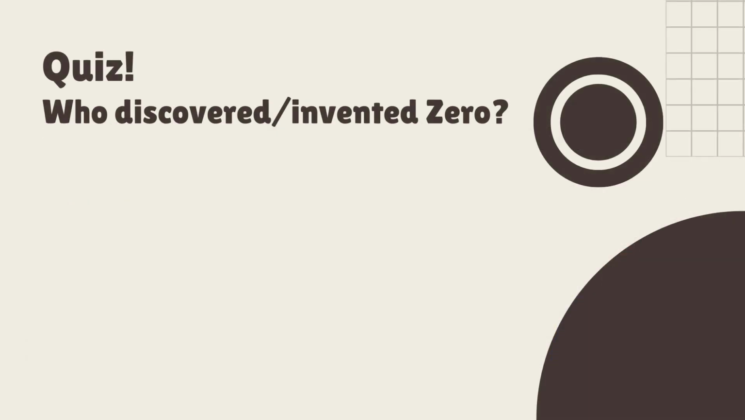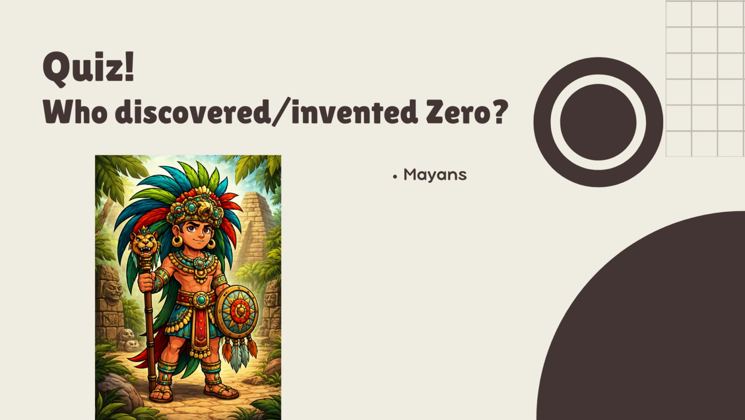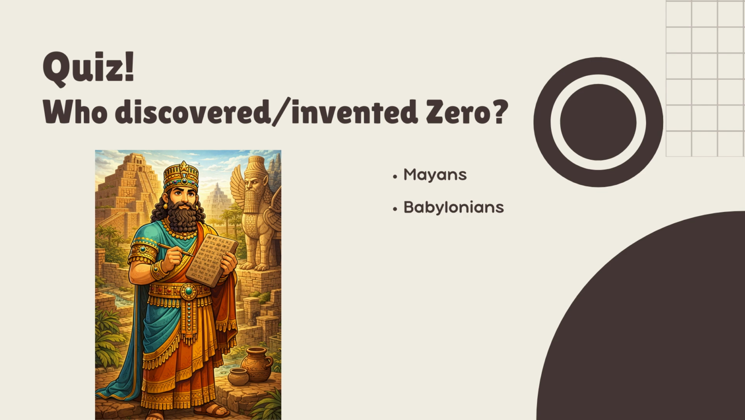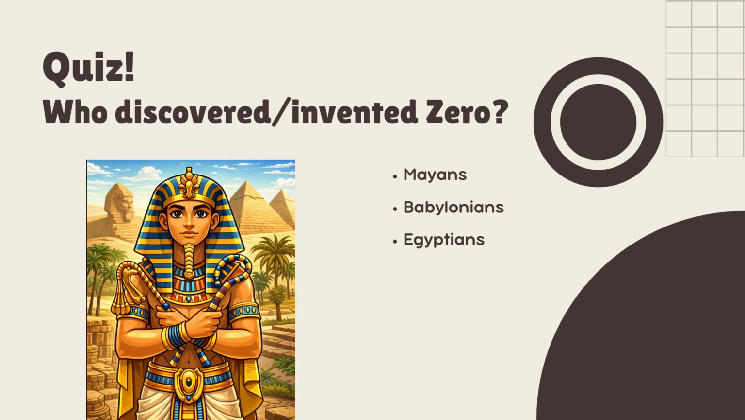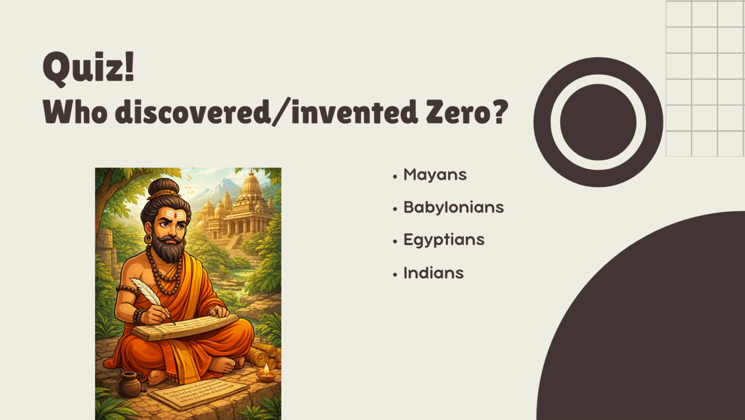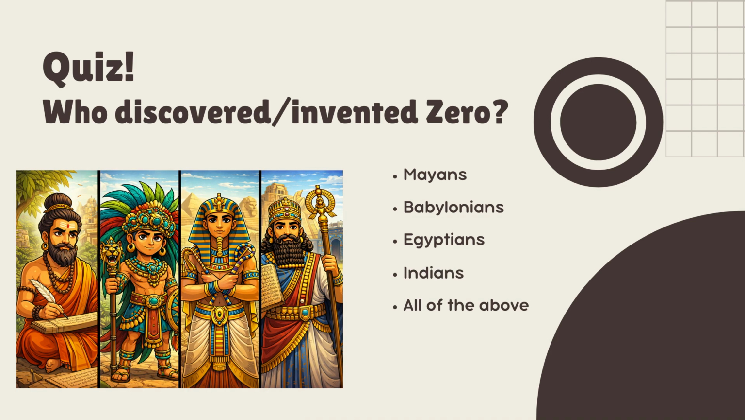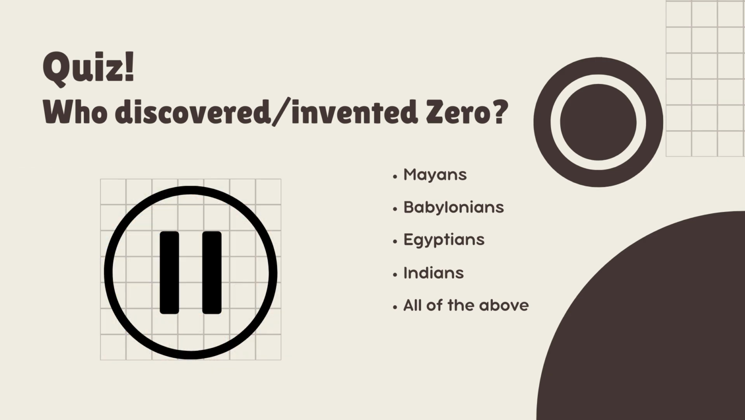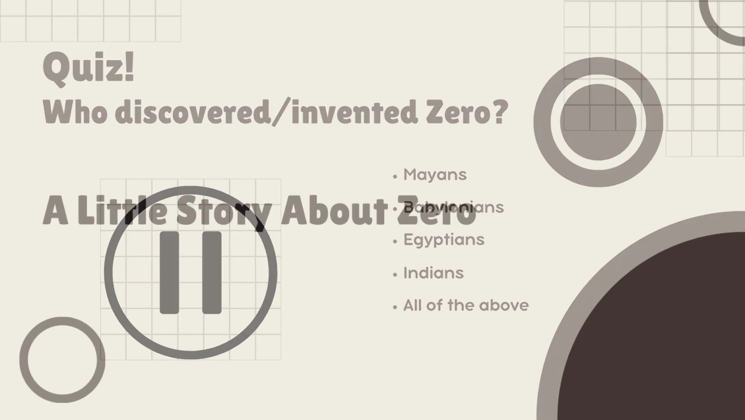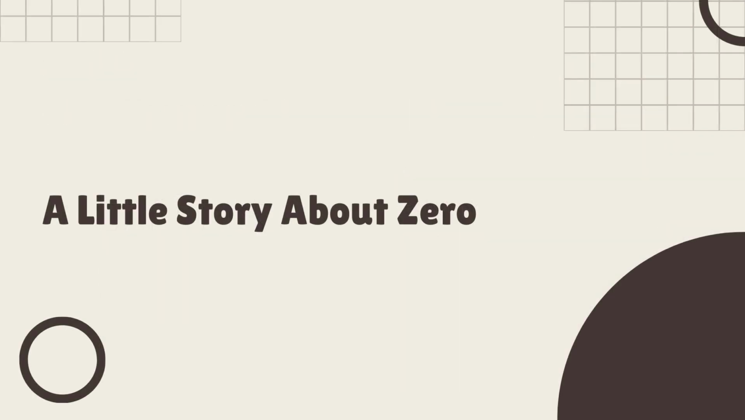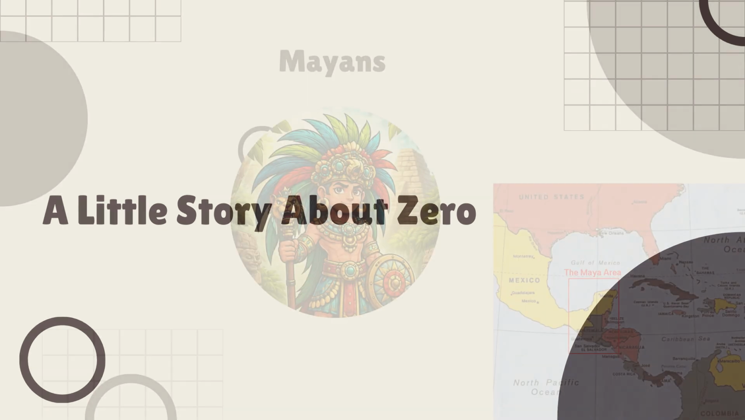But who discovered or invented zero? This is an often asked question. Was it the Mayans or the Babylonians or the Egyptians, or was it the Indians, or perhaps all four of them? Let's find out. Pause this video and pick your answer from these 5 options. Well, before we see the answer, let's look at a little story about zero.